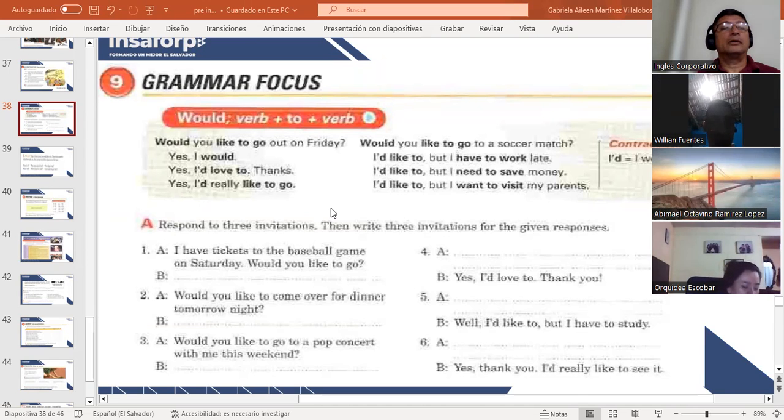What number, teacher? Number four. There we have to do the question. That is right? Yeah. Okay. Would you like to go to the park with me and my son tomorrow? Okay. Yes, I love to. Thank you. All right. Thank you. Perfect. Group number four. I have Abimael, Gabriel, Juana, Miriam Marisela, and Wilfredo Alejandro.